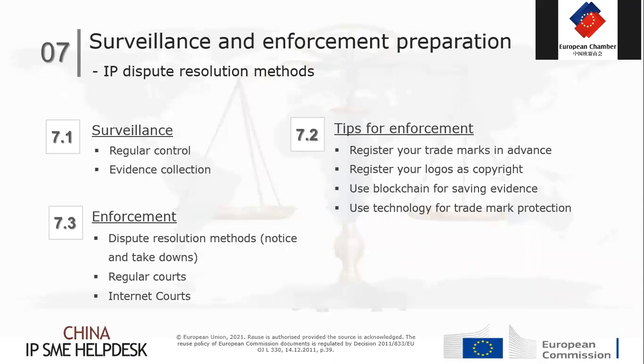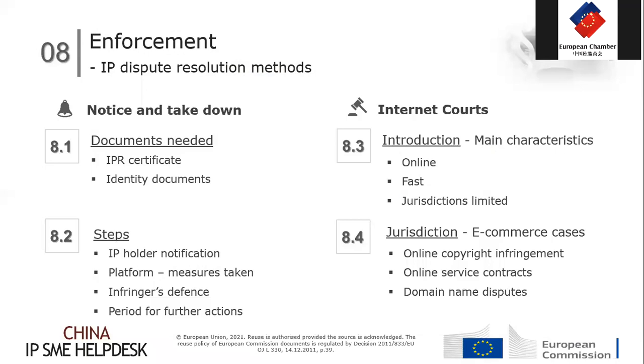But for enforcement itself, what different alternatives do we have? Well, we have the dispute resolution methods, which is the notice and takedown that every platform has. We have the regular court, that could be either the People's Court or even the intellectual property rights court, and we have the internet courts. Let's start with the notice and takedown procedure, which is the most direct method of taking down one sale that is happening on an e-commerce platform.